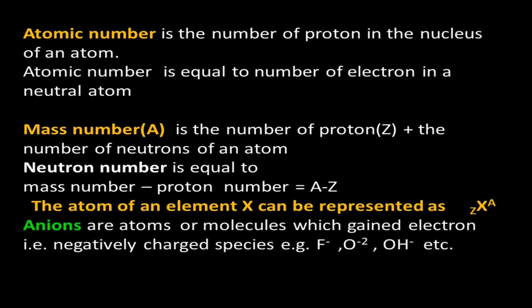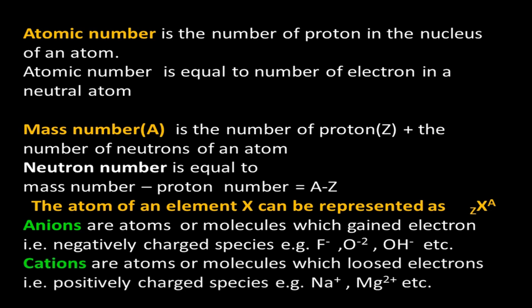Anions are atoms or molecules which have gained electrons, that is, negatively charged species. Example: fluoride ion, oxide ion, hydroxide ion, etc. Cations, the opposite of anions, are atoms or molecules which have lost electrons, that is, they are positively charged. Examples: sodium ion, magnesium ion, etc.